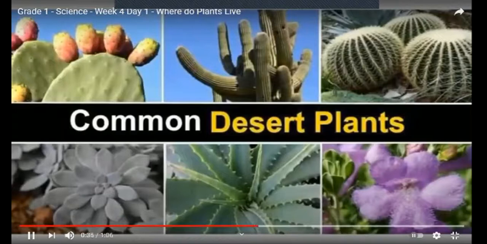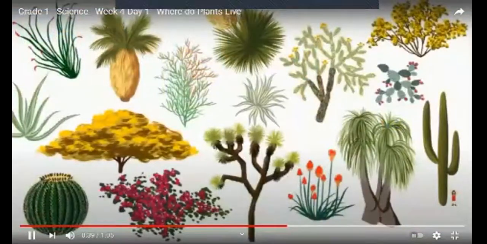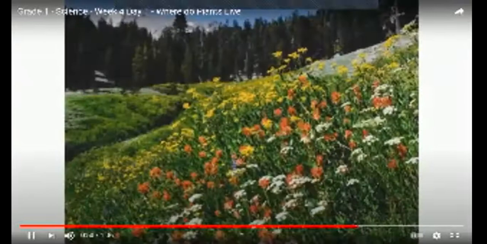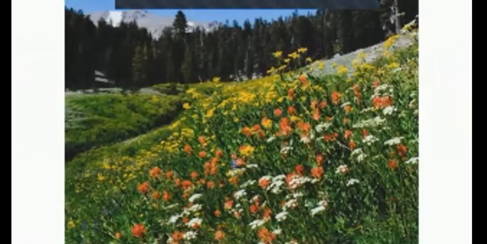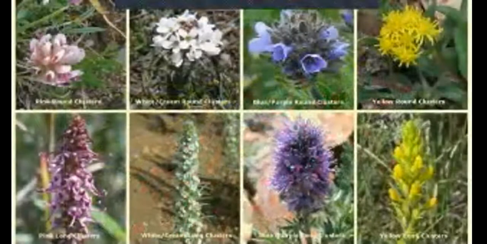Now these are common desert plants. Now these are the plants that grow in the desert area, which I have already shown you. Right? See, you can see all these desert plants. Now let's move forward. Now these are mountain plants, right? They grow in land area.